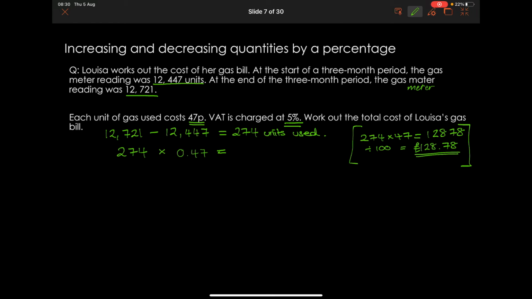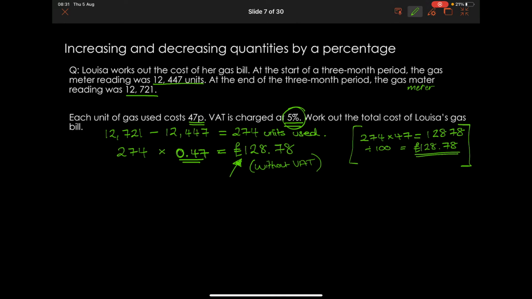Whereas if you do it by 0.47 straight away, knowing that it's £0 and 47 pence, on your calculator straight away you will get £128 and 78 pence. Okay? Now that's how much she paid without VAT. What we need to do now is find either 5% of this and add it on, because VAT is an increase, or we can use a multiplier.